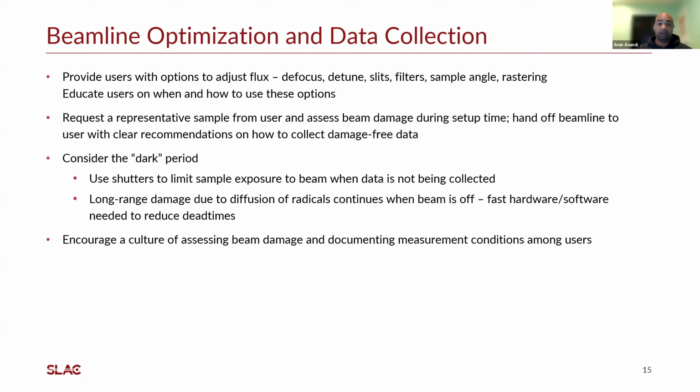When developing beamline hardware and software, it's important to also consider the dark period. Some beamlines include shutters to limit the exposure of the sample when data is not being collected, but the diffusion of radical species, which can lead to these oxidation and reduction processes, continues even when the beam is off. So fast hardware and software are needed to reduce these dead times.